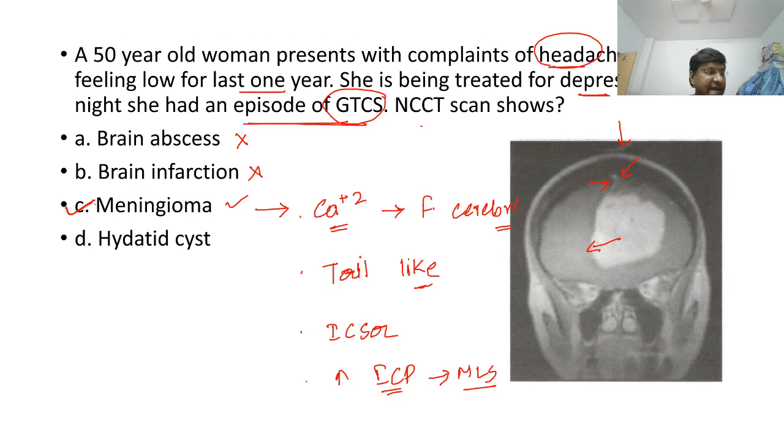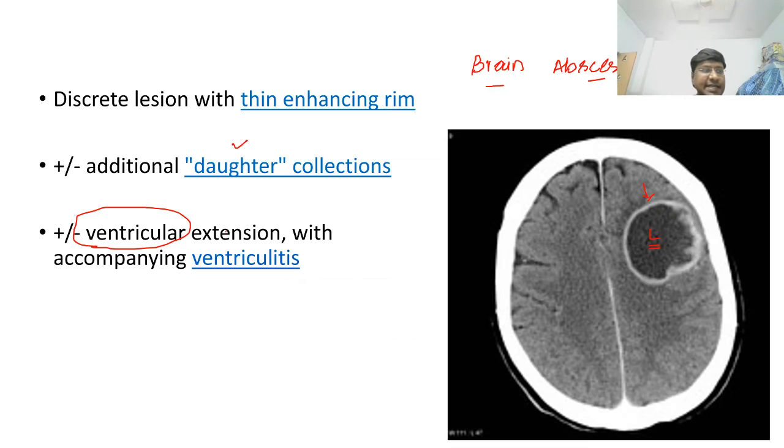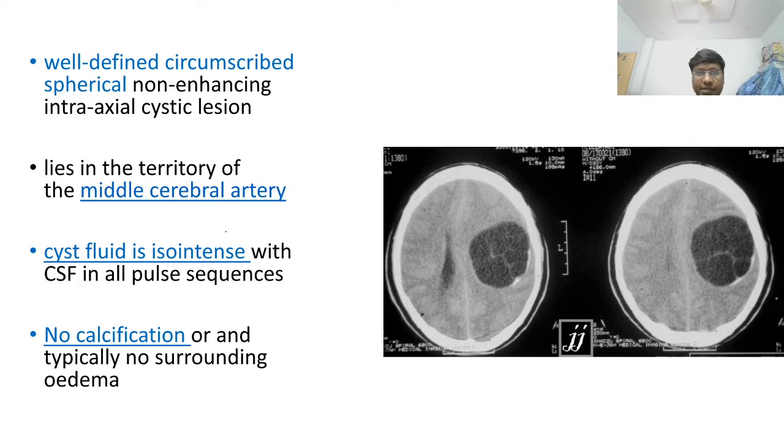Now coming to your hydatid cyst. Let me show you how the hydatid cyst will appear. You see, this is your hydatid cyst. Majority of the time, the distribution of your hydatid cyst is in the middle cerebral artery territory. And this is also a well-defined circumscribed spherical lesion, but it is non-enhancing.